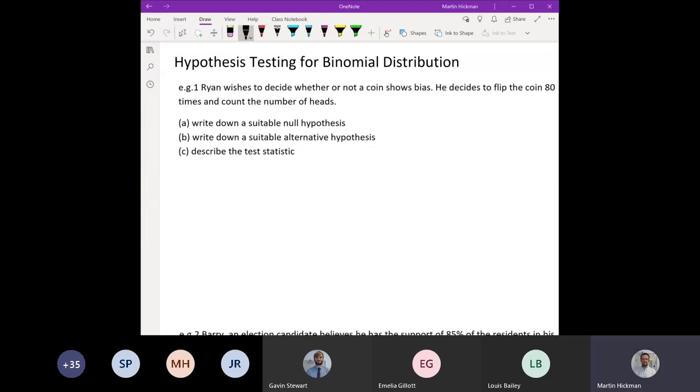So first off, we're going to go into our first example. We'll just set up the hypothesis test, and there's a nice little flow chart in your booklets. I'm going to come back to that in the final lesson on hypothesis testing, just so we can round it all together.